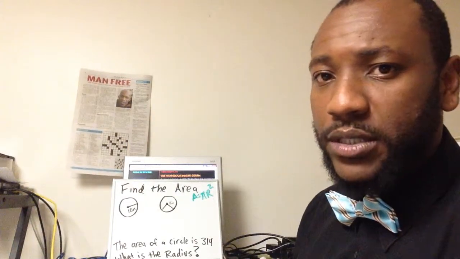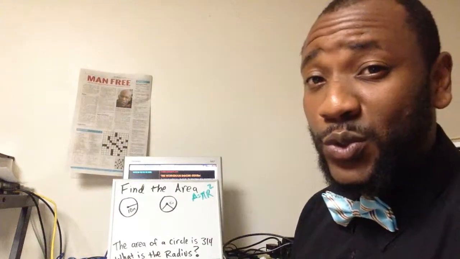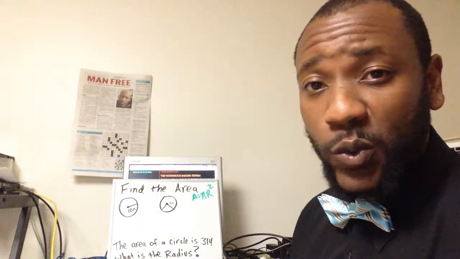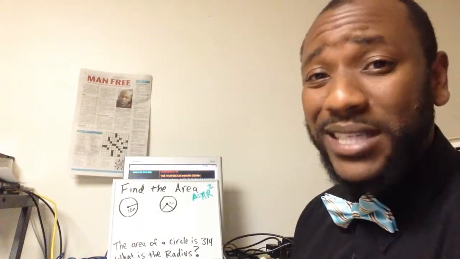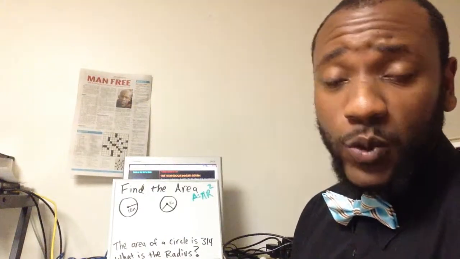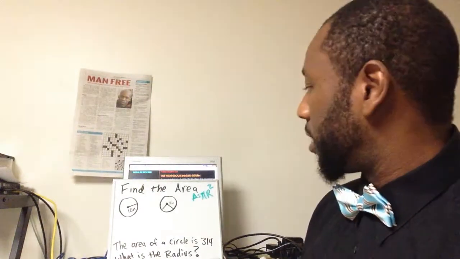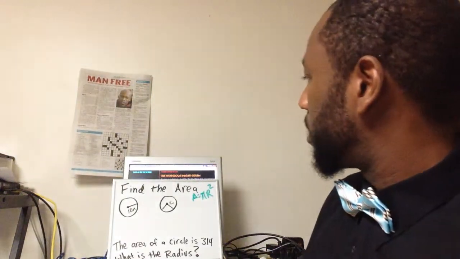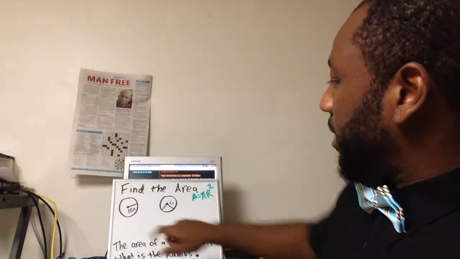That's what square is. 2 squared is 2 times itself. 2 times 2 is 4. 4 squared is 4 times itself. 4 times 4 is 16. 8 squared is 8 times itself. So 8 squared is 64. All right, so now that we got that straight, let's see what we got here.